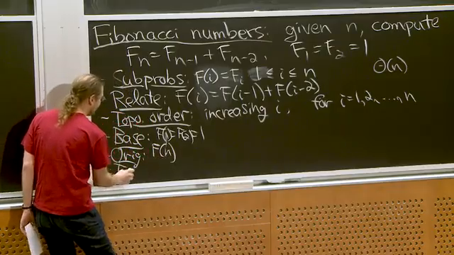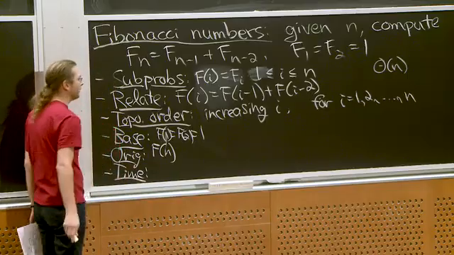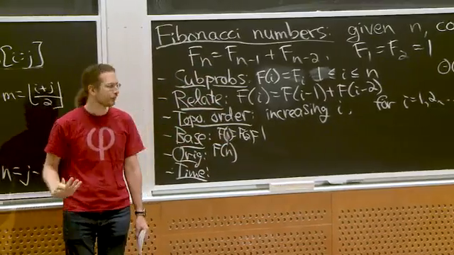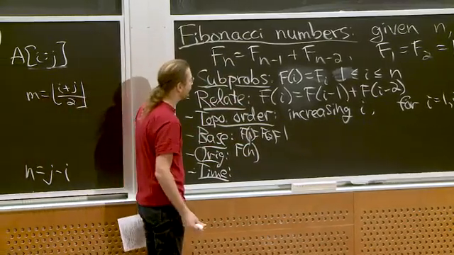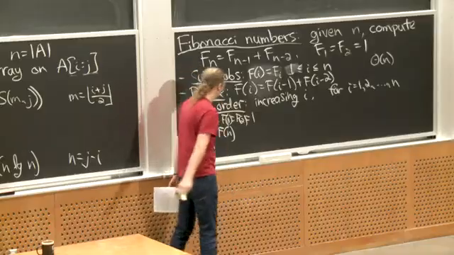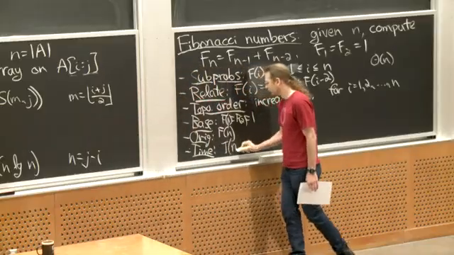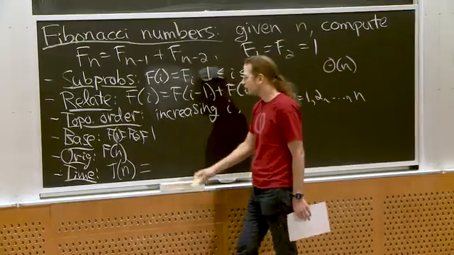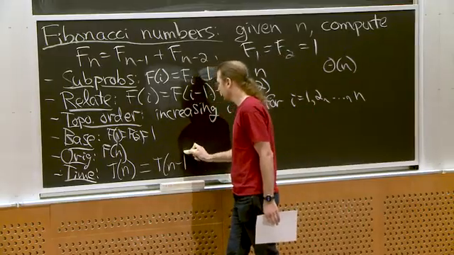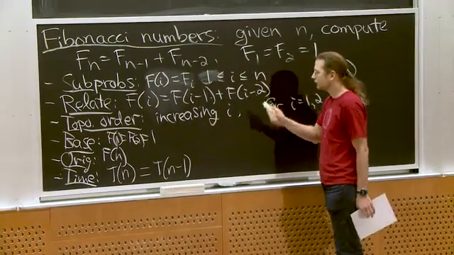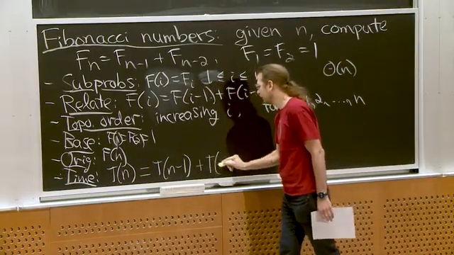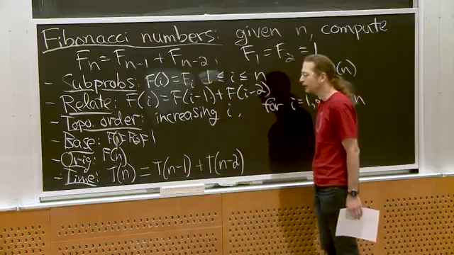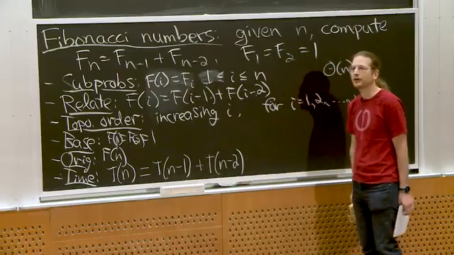And the time, all right, here's where things get interesting or bad. So what is the running time of this recursive algorithm? As I've stated it so far, the running time is given by a recurrence. Let's write the recurrence. So in order to compute f of n, I recursively compute f of n minus 1, and I recursively compute f of n minus 2. So that will take T of n minus 2. This first step will take T of n minus 1.